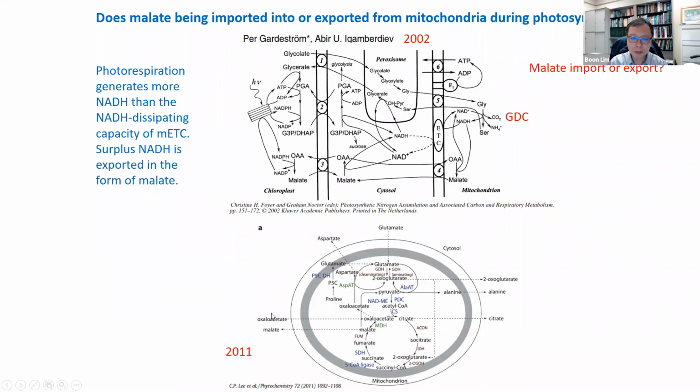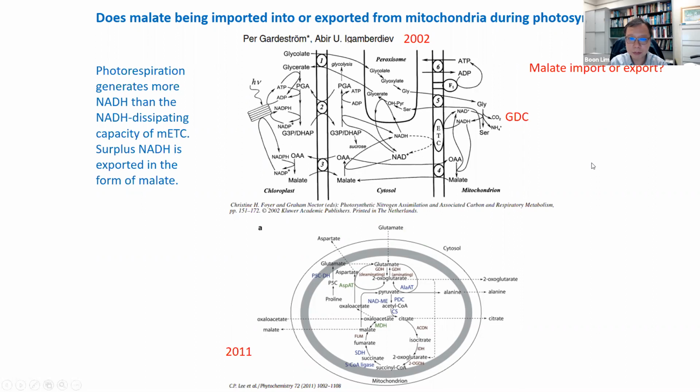And then in these two papers, you can see that in this 2002 paper, GDC in the mitochondrion can generate NADH that can be used by the mETC, but surplus NADH can be converted into malate, and malate is exported from the mitochondrion to the cytosol. And in this paper also, malate is exported from mitochondria. So there are two groups with different views on whether malate is imported or exported during photosynthesis.